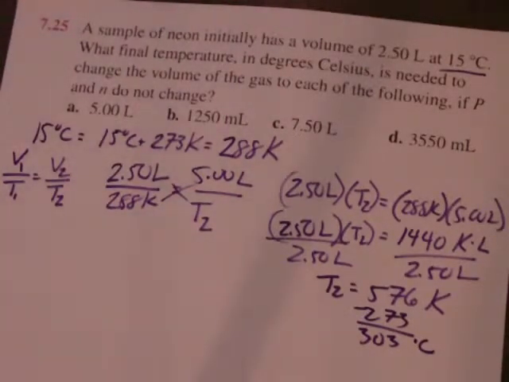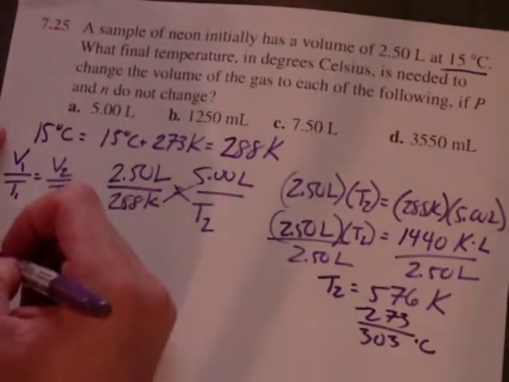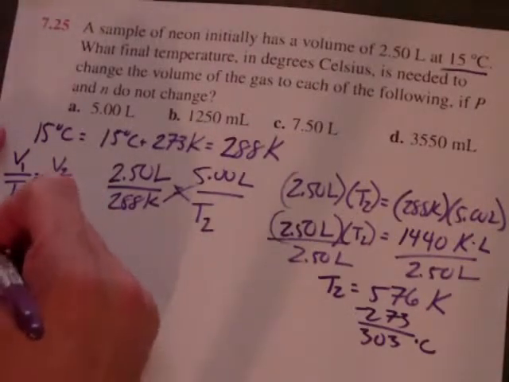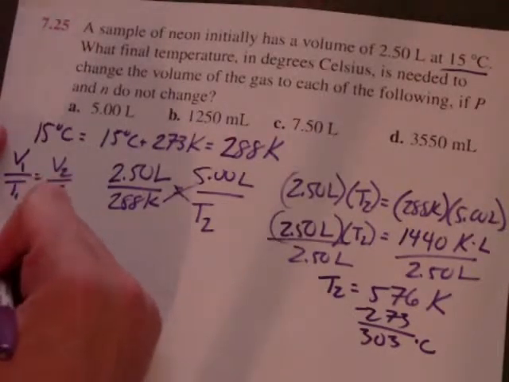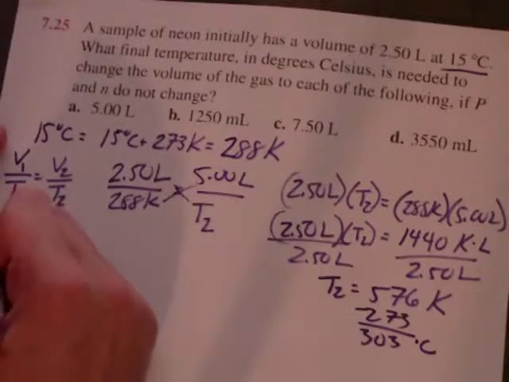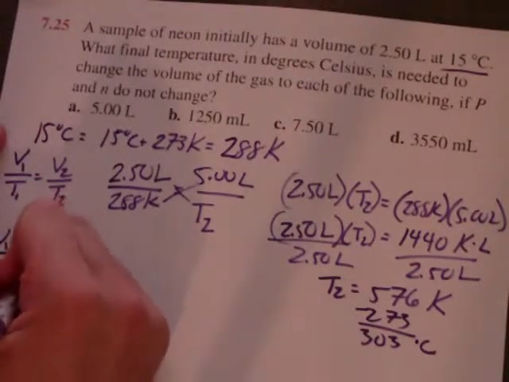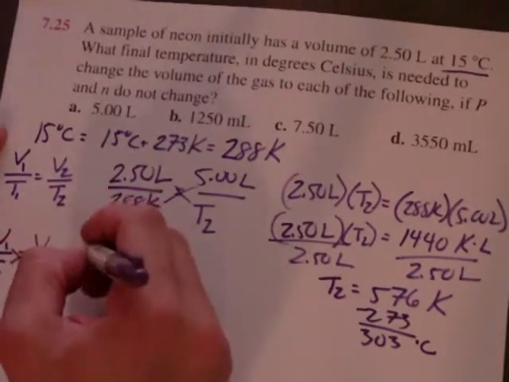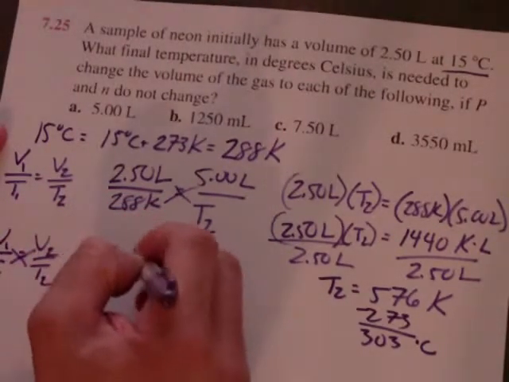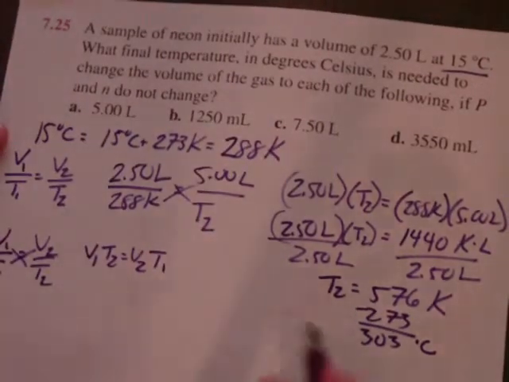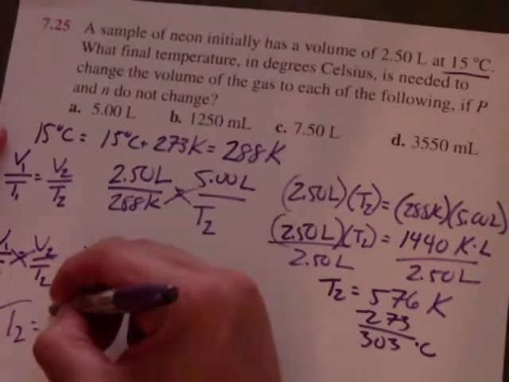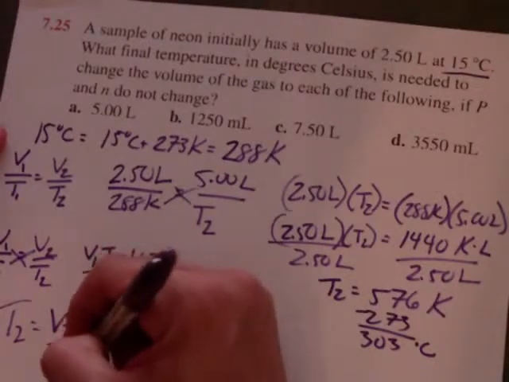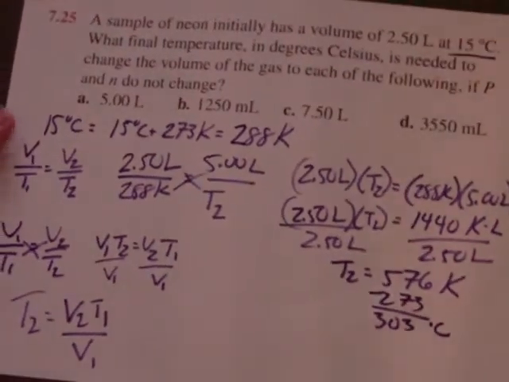You can solve questions like this in that way, or you can go back and solve for the variable in terms of just the letters. We're trying to find T2. So we write out V1 over T1 equals V2 over T2. We cross multiply, and we get V1 times T2 equals V2 times T1. We're trying to solve for the new temperature, so we divide both sides by V1. T2 is equal to V2 times T1 over V1. That's just another way to solve for it.